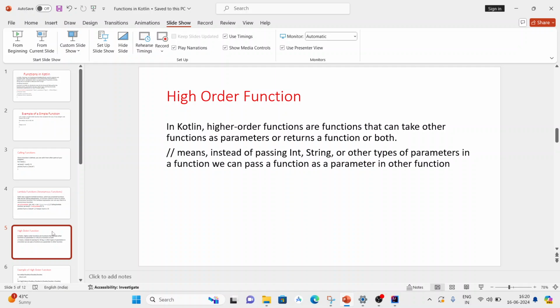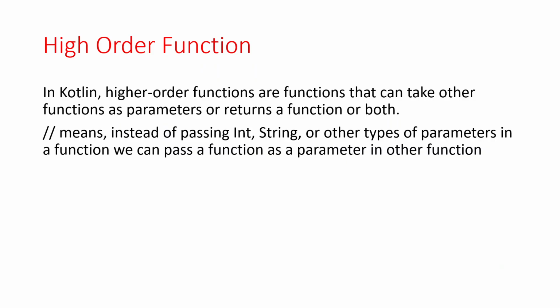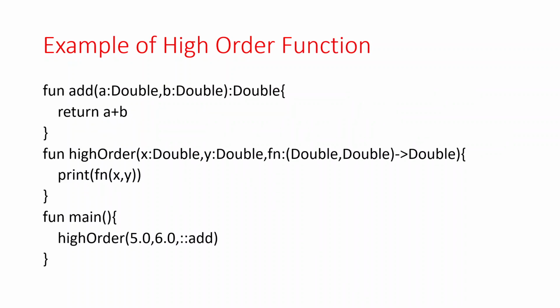Our next function is the higher order function. What are higher order functions? In Kotlin, higher order functions are functions that can take other functions as a parameter or return a function, or both. Meaning instead of passing an int, string, or other type of parameter in a function, we can pass a function as a parameter in another function. Let's understand by doing an example.